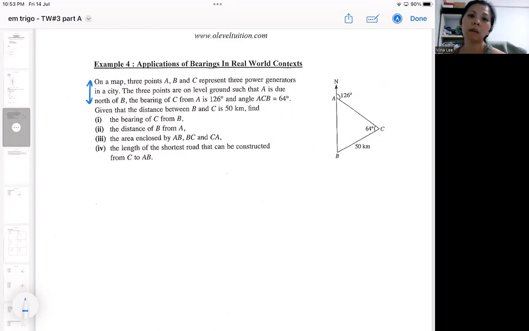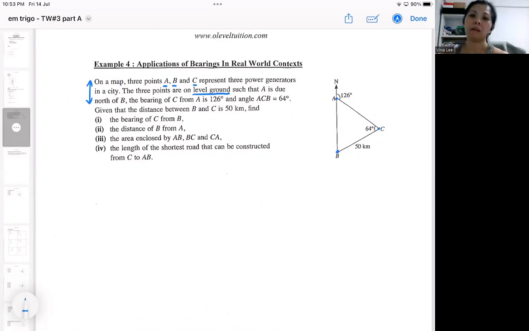So for example, here, this is a map, and this map shows 3 points. These 3 points are power generators, and they are on level ground. So it's important to take note that the 3 points are on the ground. This diagram is like what you can see if you are in an airplane on top of this plot of land. Imagine you are in a helicopter flying around the city. When you look down, you actually see these 3 points.